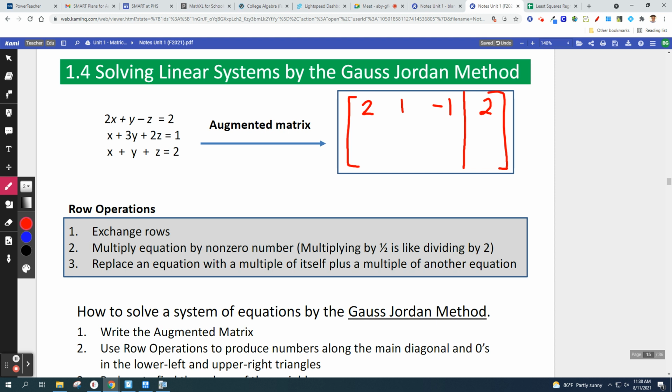So the middle row, you've got 1x, 3y, 2z equals 1. Make sure you're lining up your variables. You should have an x column, a y column, a z column. Every once in a while, they'll put them in a weird order. You might have to mix around the order so that they're lined up, but make sure you're lined up because you want rows and you want columns. So then the last row, x, y, z, 2. That's the first step for this process, is come up with the augmented matrix.